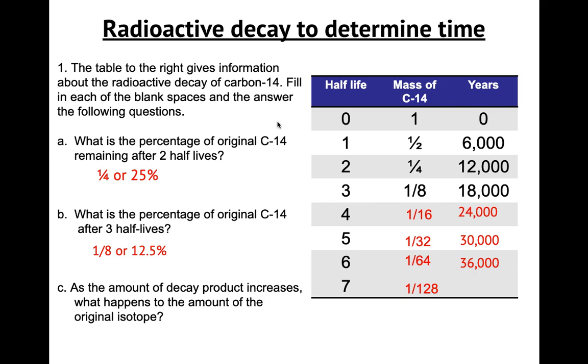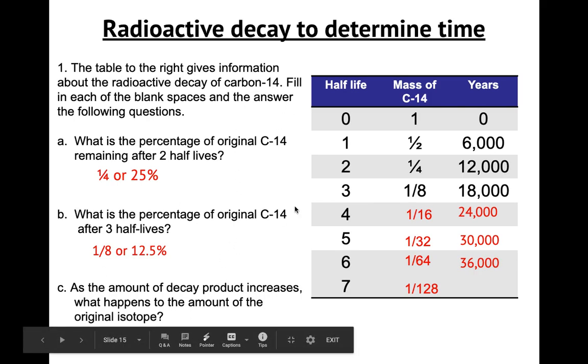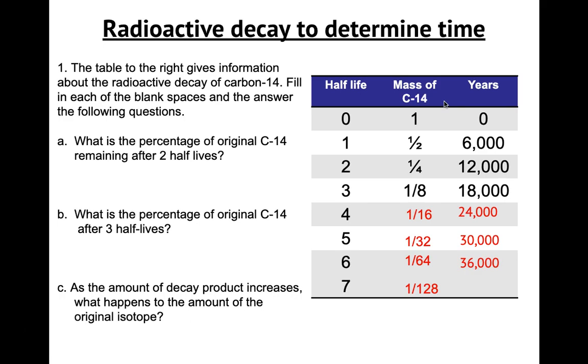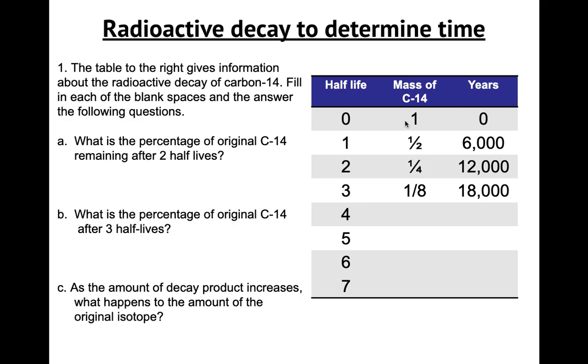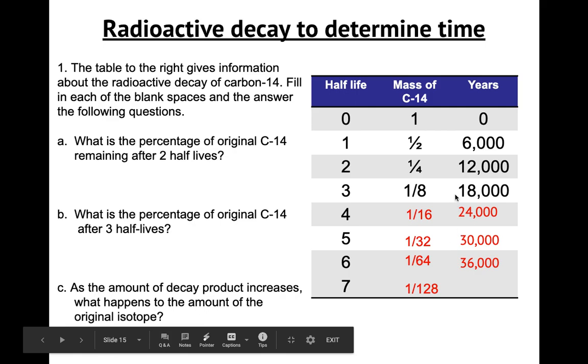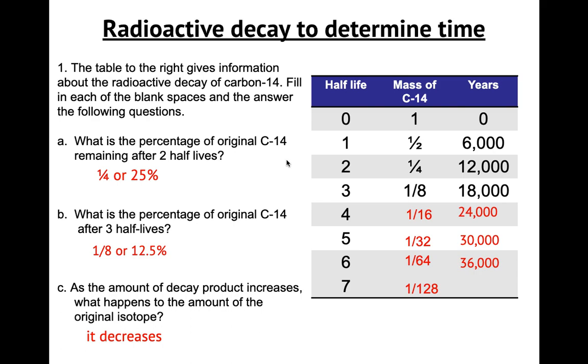And so as the amount of the decay product increases, what's happening to the amount of the original isotope? Obviously it's getting smaller and smaller. If we had another column in this table showing nitrogen-14, remember carbon-14 decays into nitrogen-14, and the half-life is about 6,000 years. We could also have another list in this column with the mass of the nitrogen-14. As carbon-14 decreased, nitrogen-14 would increase. So as the amount of the decay product increases, the amount of the original isotope decreases.